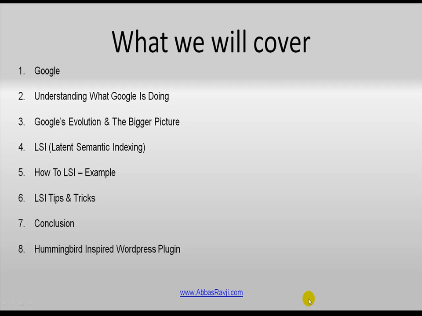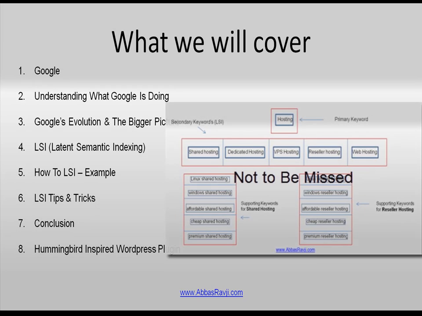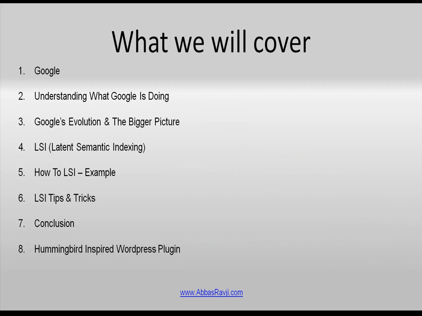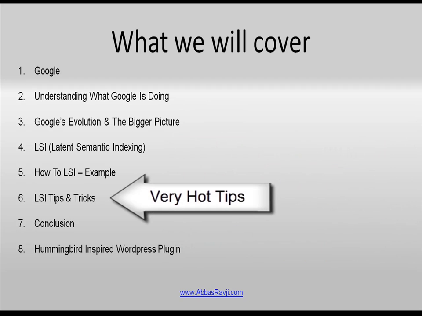We're going to start off by looking at Google. We're going to look at understanding what Google is doing and what they're up to. We're going to look at Google's evolution and the bigger picture. We're going to look at LSI, Latent Semantic Indexing. I'm going to show you how to LSI, and I will be showing you a fully scaled example of this as well, guys. We're going to be looking at some LSI tips and tricks, how to get your LSI words that we're actually looking for, and we're going to end up with a conclusion.